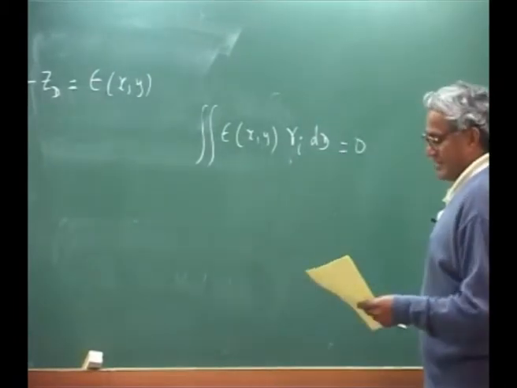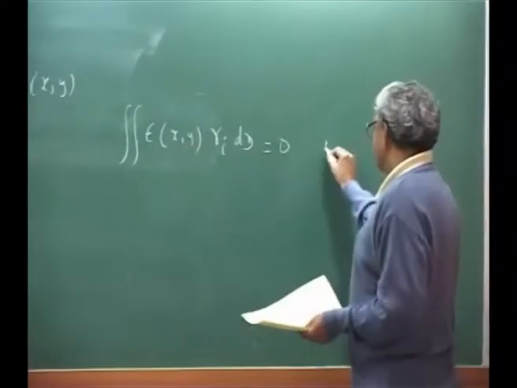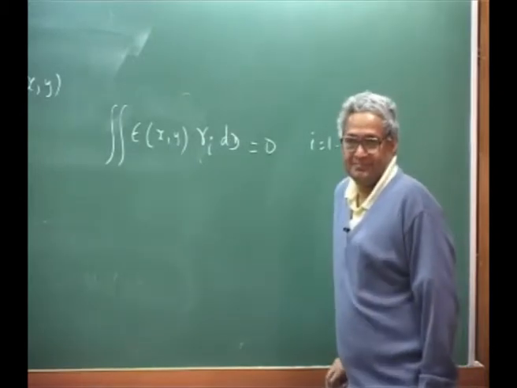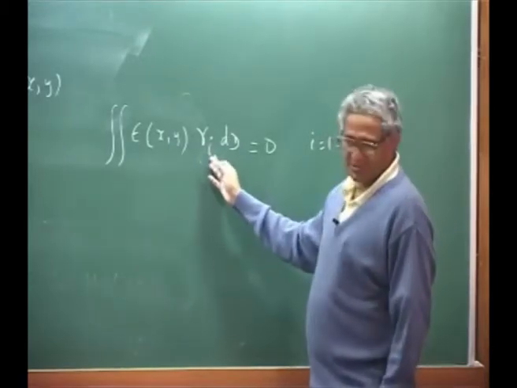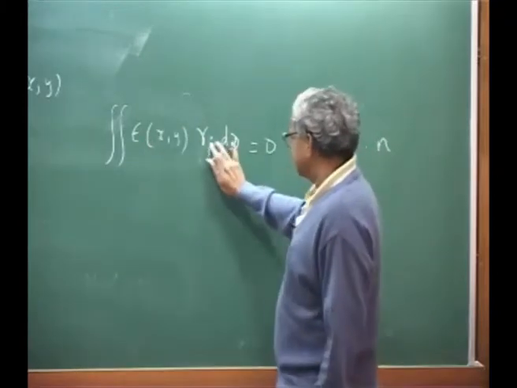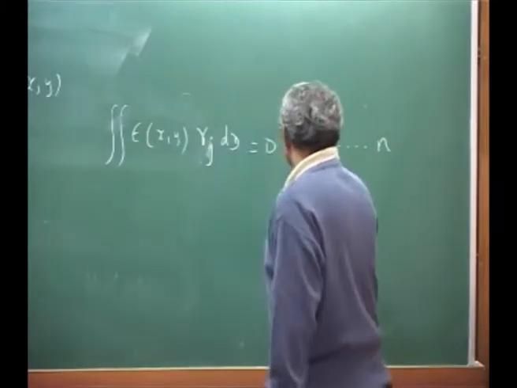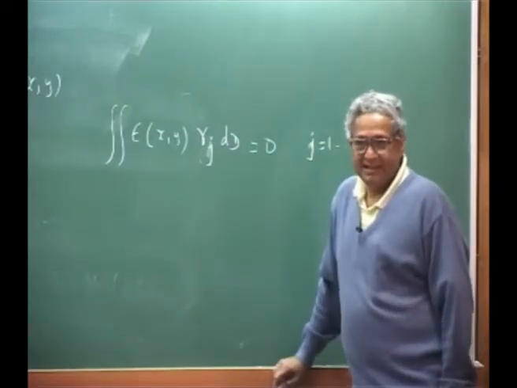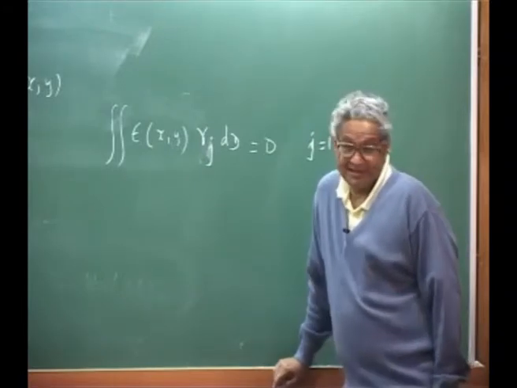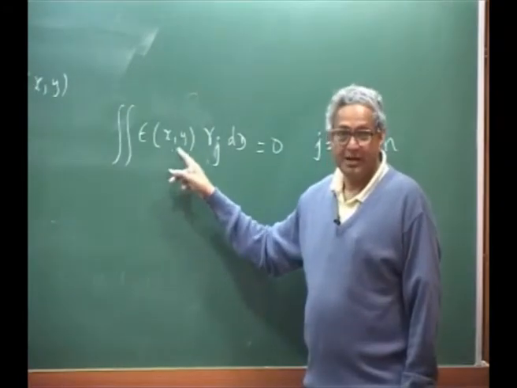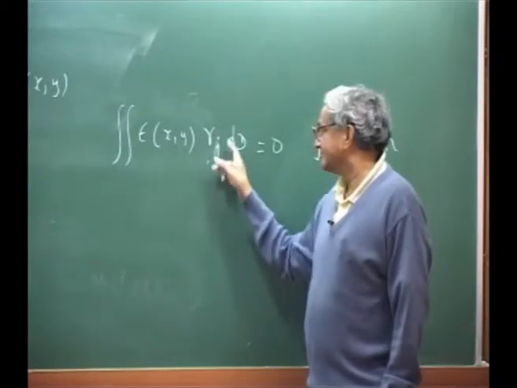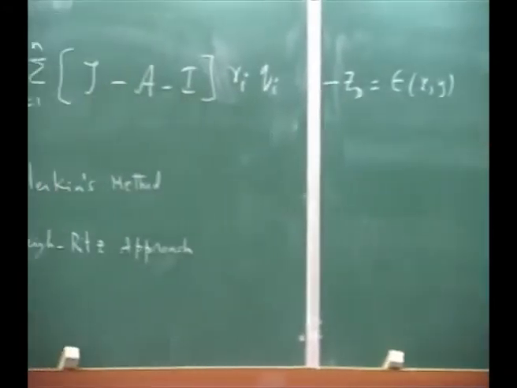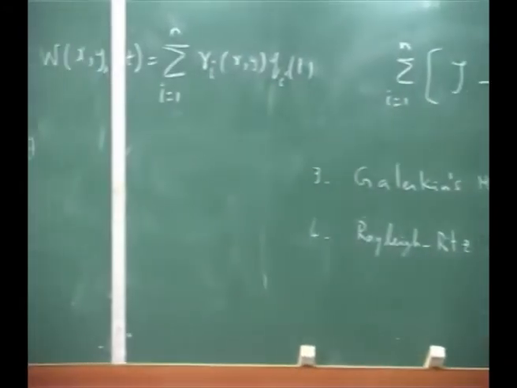Now you can say gamma i or j, you can use any one of them, it does not matter, i running from 1 to n. You can use gamma j also. If you want to put it, you can use j itself, that would be better, where j is running from 1 to n. Now what I have done is, this is the technique: the error is orthogonal to the assumed shape function, this one.